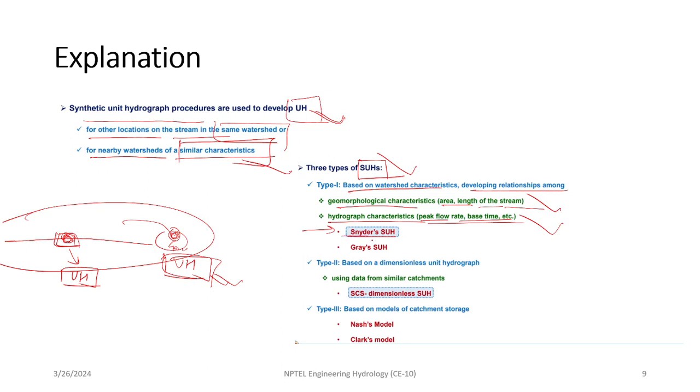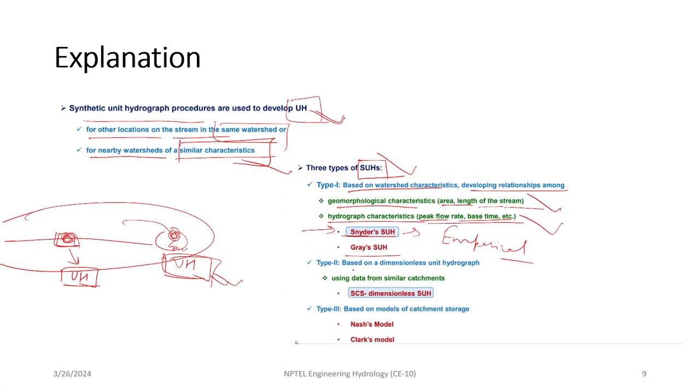Then using this method, Snyder synthetic unit hydrograph. Okay, Snyder is a famous person who has given his own model to derive a unit hydrograph. So there are certain empirical equations he has given. Okay, and then again Gray's method is also there.